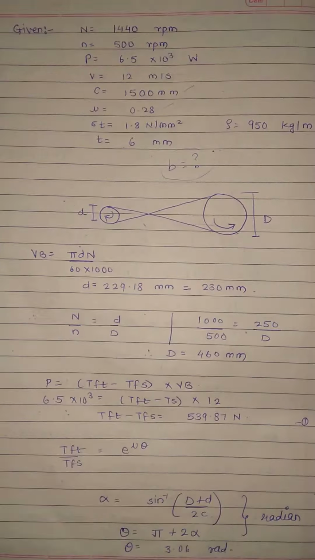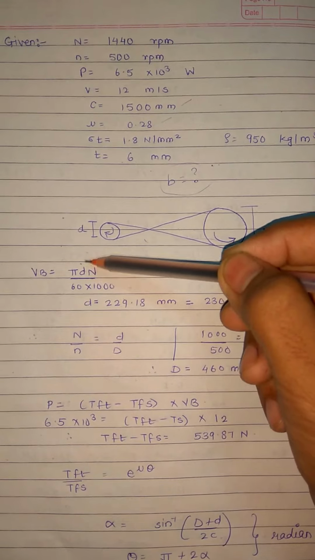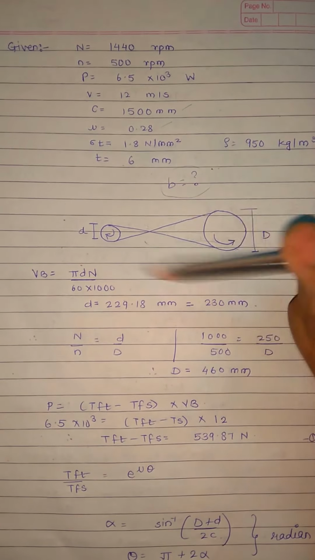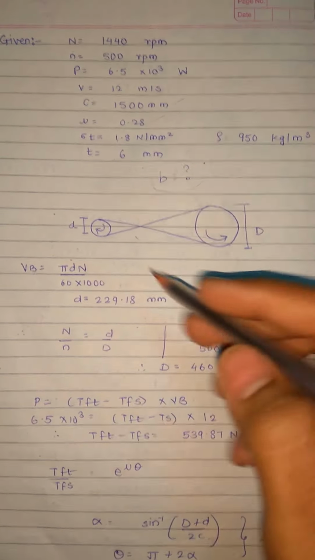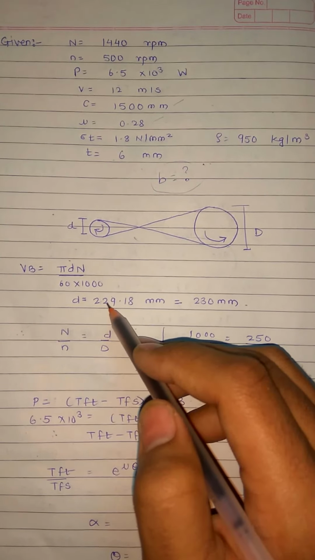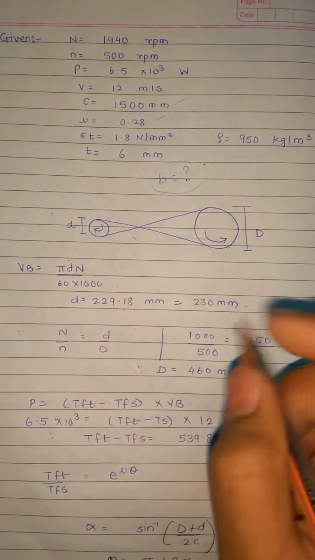So as discussed in the last problem, we have n, we can find out velocity of the belt. But here we have been given velocity of belt and speed. So we can calculate d, as d is not given from the data. So we calculate small d, that is the diameter of the driving pulley. So we can find out 229.18, rounding it off to the next possible dimension, 230 mm.